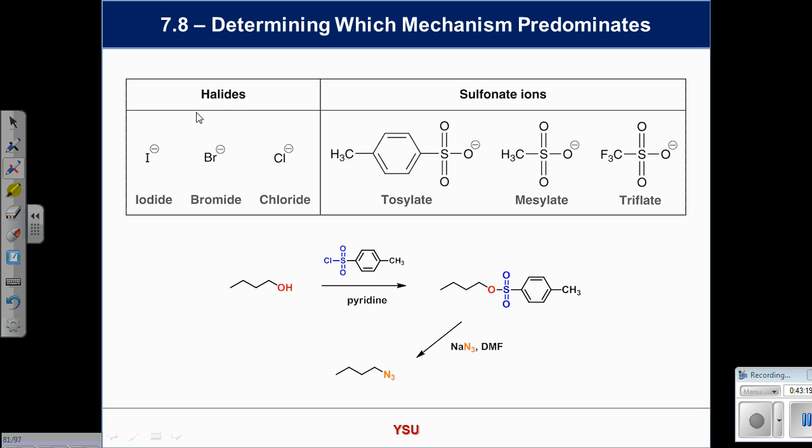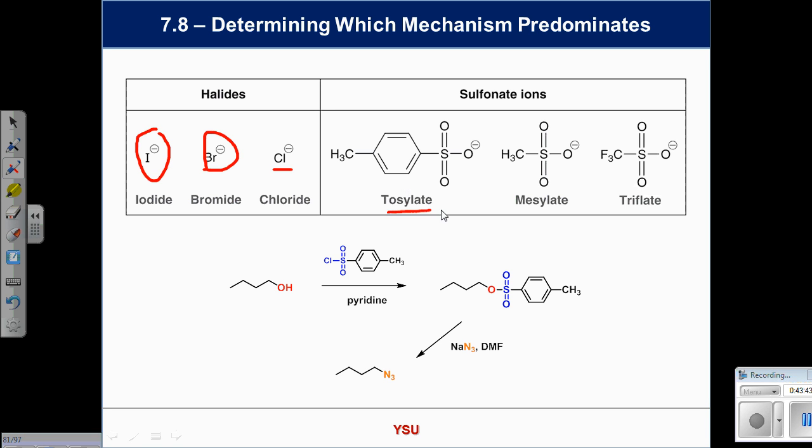I-, very good leaving group, doesn't need any help. In reality, not much fun to work with because they're so labile. You put the iodides in the light, you put them in the sun for a while, they break apart because it's a weak bond. Bromides are a good compromise because they don't do that and they're shelf stable. You can keep them in the fridge or on the shelf and they're fine. Chlorides, not as good a leaving group because they're not as big, but they will work.